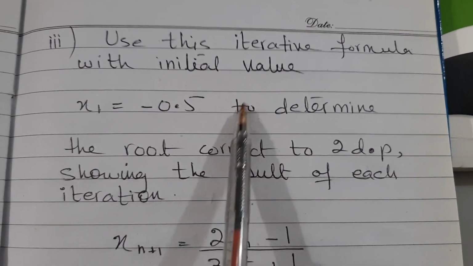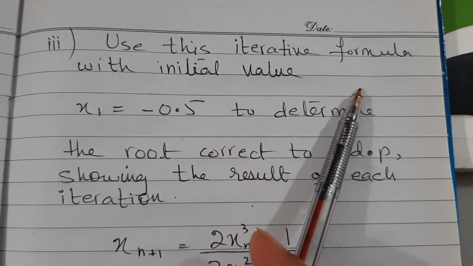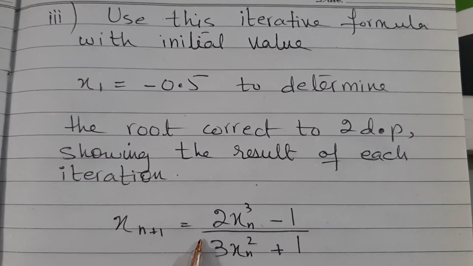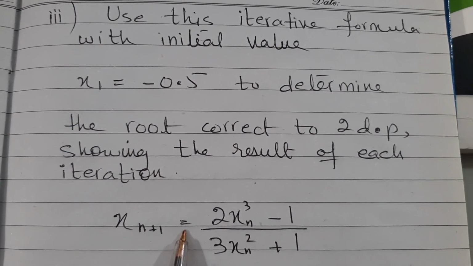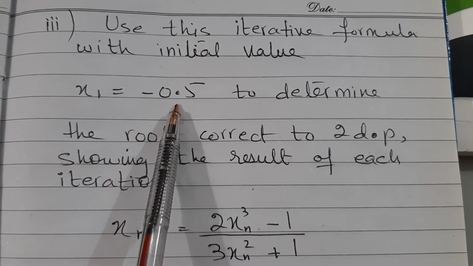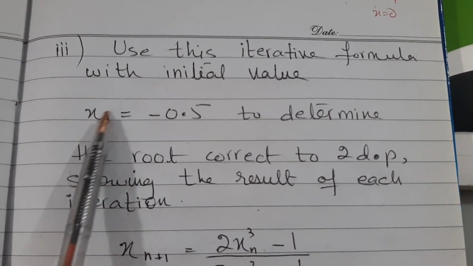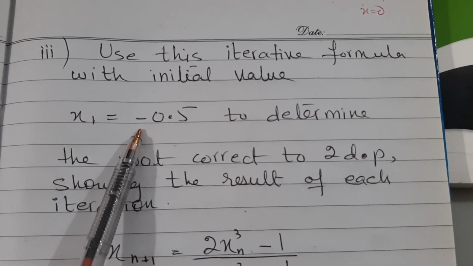After showing that, the question is saying use this iterative formula, start with this value and find the answer. Okay, if this is not given to you, for example, right? In case this value is not given to you, then what do you do?